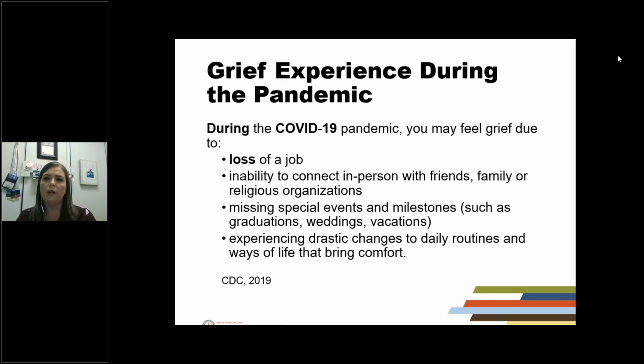So how do we experience grief during the pandemic? Grief in this process doesn't refer only to the death of a loved one from COVID-19 or any other sickness or event. Grief during COVID-19 may mean the loss of a job, the inability to connect in person with friends, family, and religious organizations, which mean a lot in Latinx culture. Missing special events and milestones has been very, very important.